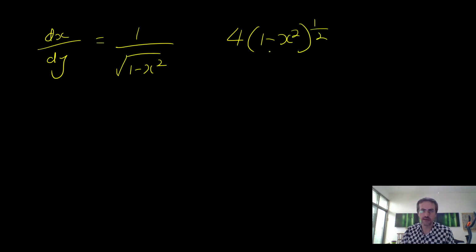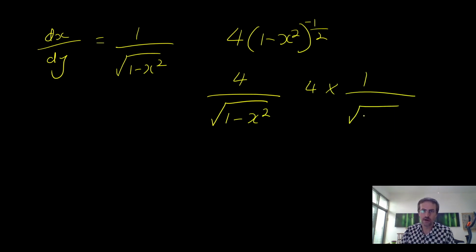You see this and you're like, oh no, this is going to be hairy. But all you got to do is rewrite this, this is just a minus half. You see this and you're like, whoa, what's going on? This is going to be really hairy. But if I rewrite this, well, this is just the square root. So you could rewrite this as this, and you're like, oh, so it's just 4 times 1 over the square root of 1 minus x squared. That's what this is asking you.